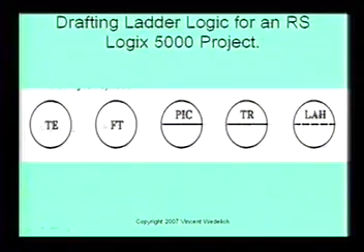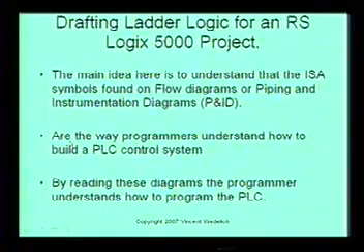Okay, so we'll just recap. The main idea here is to understand that the ISA symbols are found on flow diagrams or piping and instrumentation diagrams. We want you to understand that these piping and flow diagrams use ISA symbols. And if you go to Google, and I strongly encourage you to, you can type in ISA symbols. I think there's a company called PA Controls. Type in pacontrols.com. An excellent source for instrumentation. That is a super website.